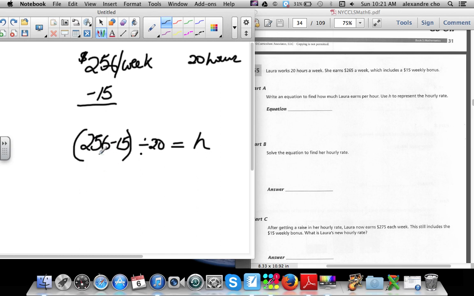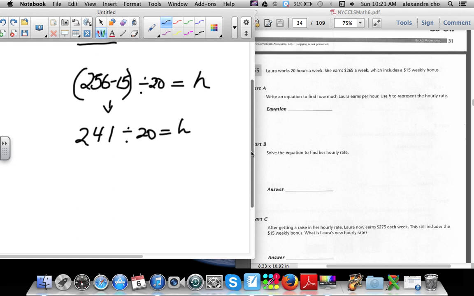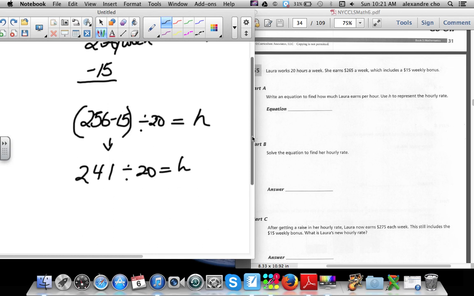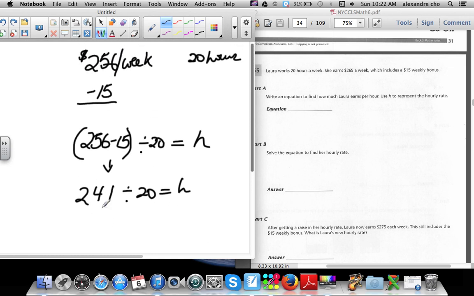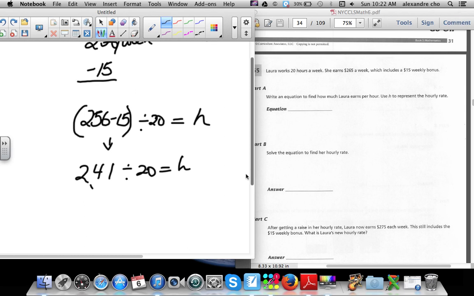Okay, so 256, and we can even do it. Actually, we have to do it. So part B, 256 minus 15 is going to equal 241. Okay, and divide by 20 equals our hourly rate. And you're going to have a calculator again, like I said. So, in essence, let's work this backwards. She works 20 hours, she gets a check for $241, and then her boss comes and says, here, take another 15 bucks as a bonus. Okay, so that's what the first statement meant.